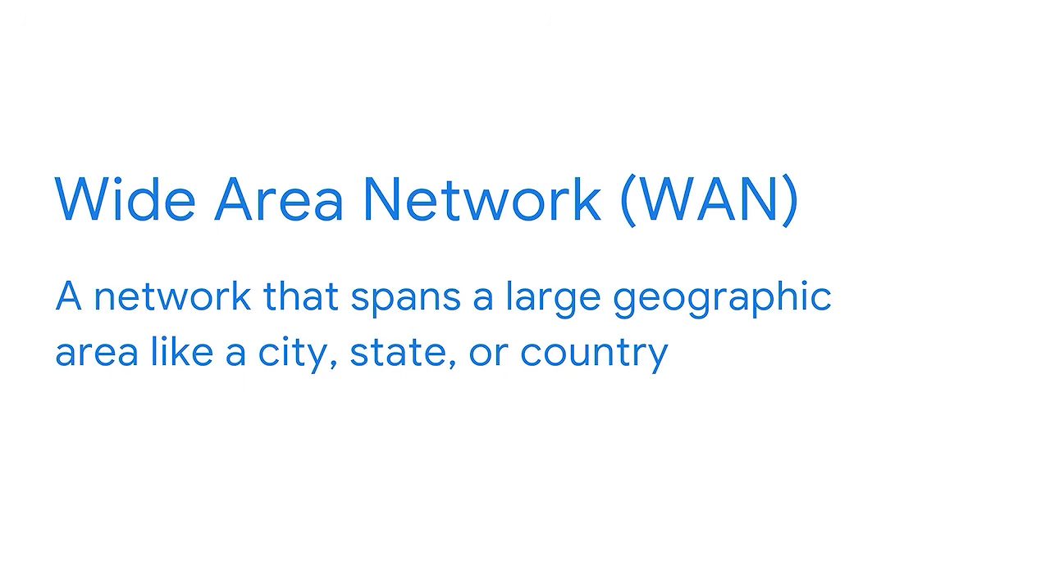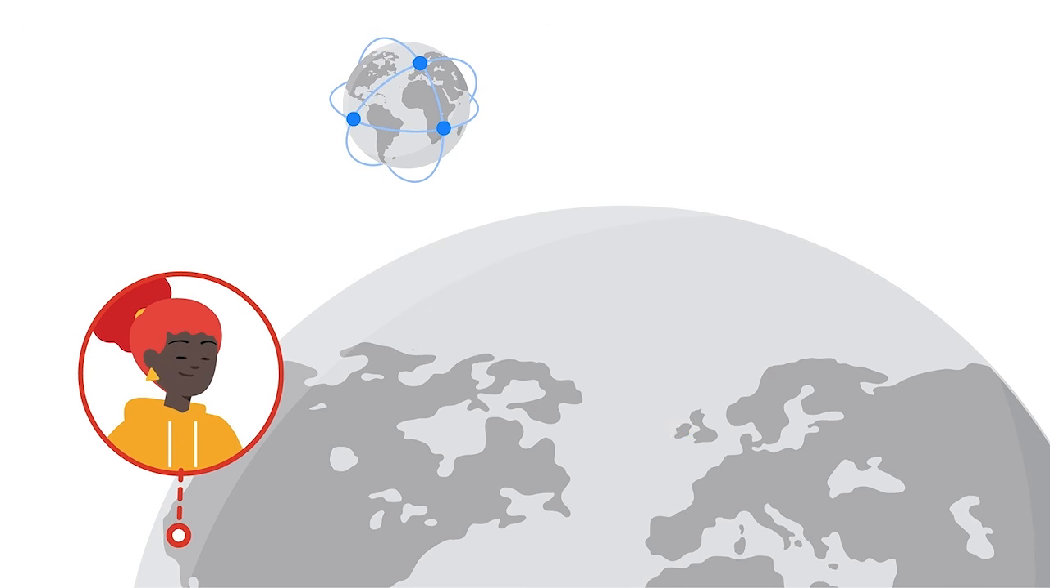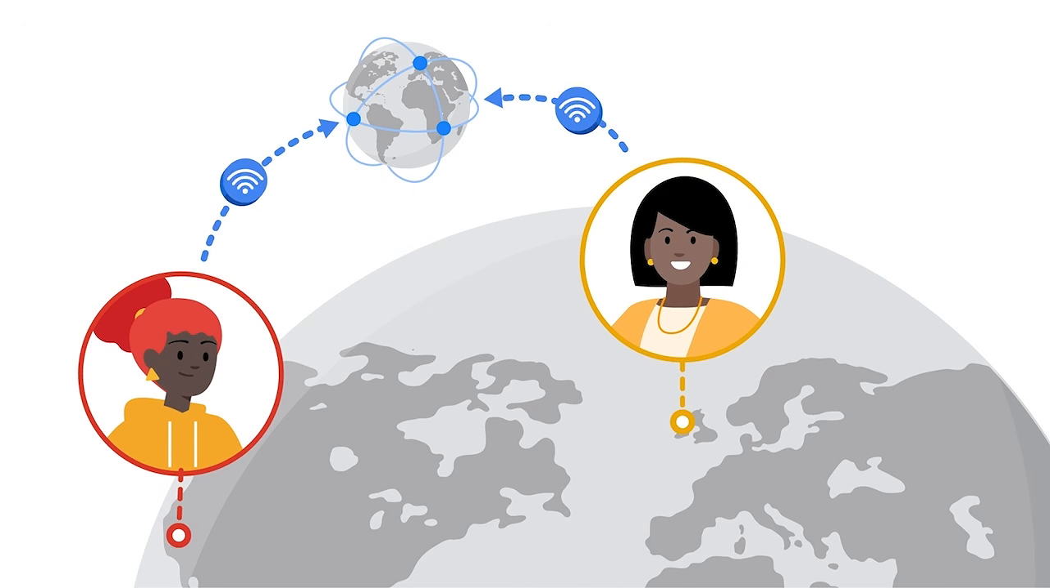A wide area network, or WAN, spans a large geographical area like a city, state, or country. You can think of the internet as one big WAN. An employee of a company in San Francisco can communicate and share resources with another employee in Dublin, Ireland, over the WAN. Now that you've learned about the structure and types of networks, meet me in an upcoming video to learn about the devices that connect to them.